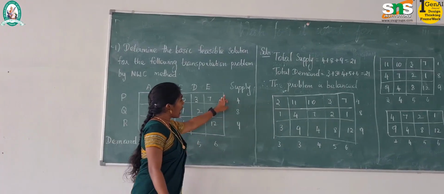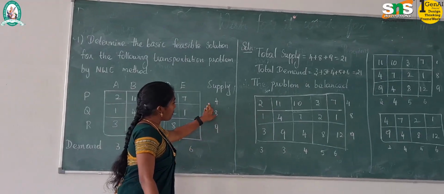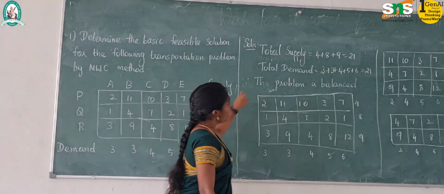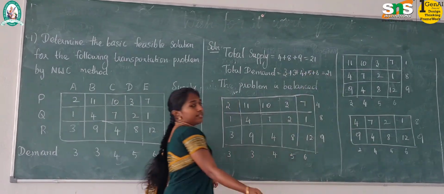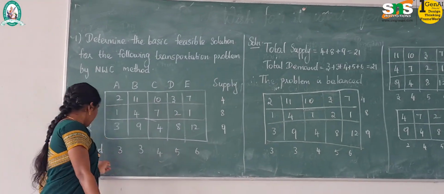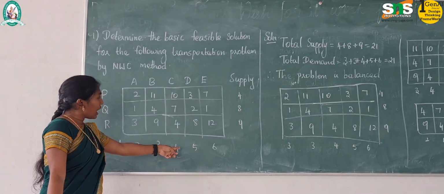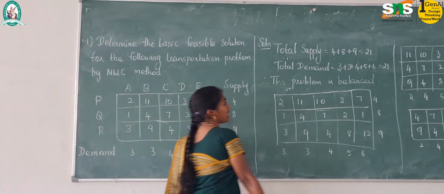So we are going to add all the supply values. The supply values are 4, 8 and 9. By adding these three values I get an answer of 21. Then we are going to add all the demand values. By adding all the demand values I get the same answer, 21.